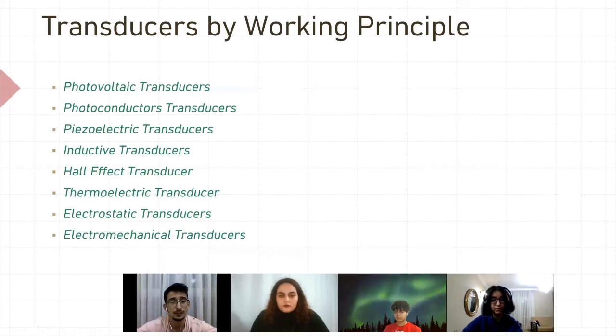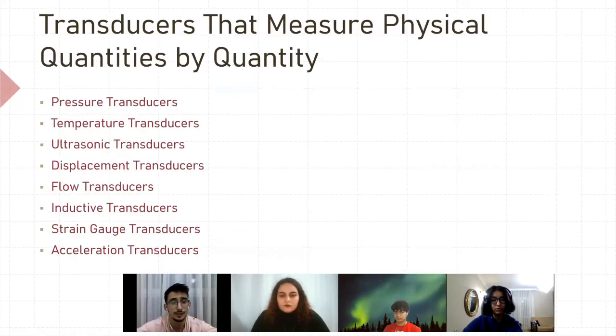We can categorize transducers by physical quantity. These are pressure, temperature, ultrasonic, displacement, flow, inductive, strain gauge, and acceleration transducers. Pressure transducers detect the applied pressure with the elastic material they have and convert it into an electrical signal. Pressure transducers are used to monitor the flow of substances and measure pressure.